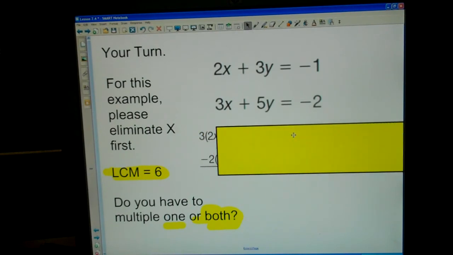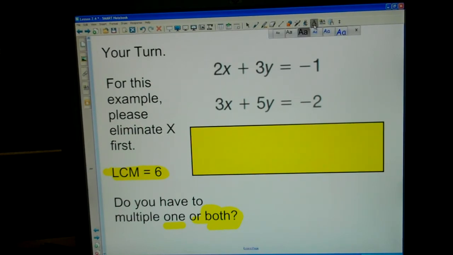Just so we all stay on the same page, we need to multiply this whole thing by 3. Oops, let me get a pen. There it is. This whole thing gets multiplied by 3. And now that's positive. That's still going to be positive. We need one of these to be negative so that they cancel. Okay? And we're going to do this one negative. This times negative 2. Everything in here.